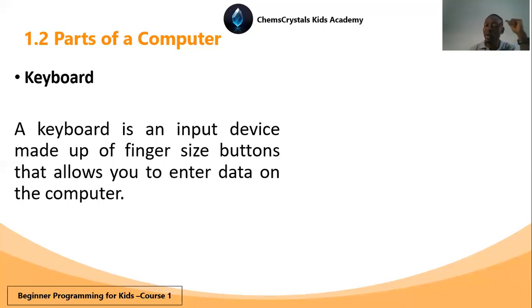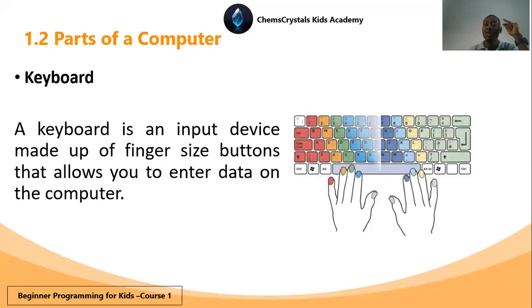Now, what is the second basic part of the computer we have learned? The keyboard. The first one was what? The monitor. Very good. And the second one is what? The keyboard. Very good. Good. We are going to go on to the third part.